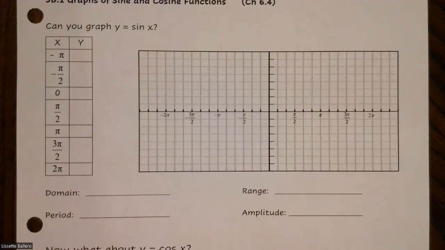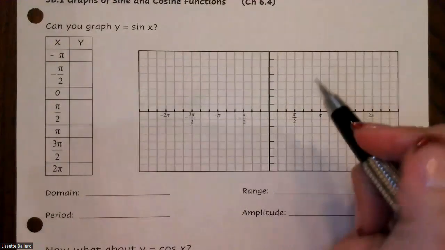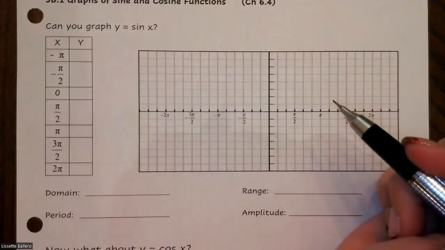The a is still the vertical stretching and compressing. B is horizontal stretching and compressing. C is the left and right movement, and D is the up and down. And we'll talk a little bit more about that in a second, but let's start with the parent function.